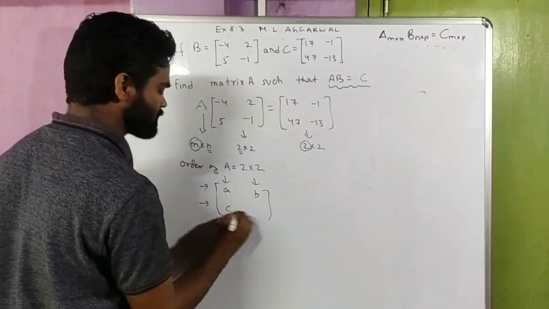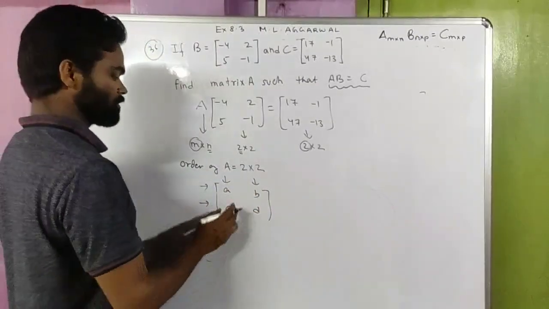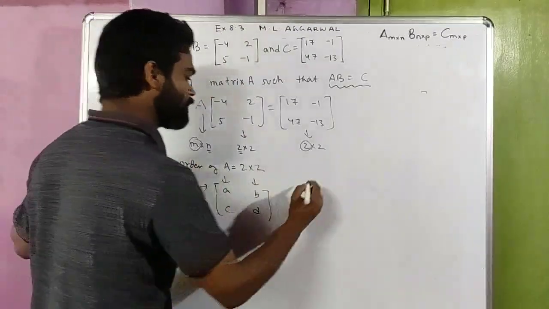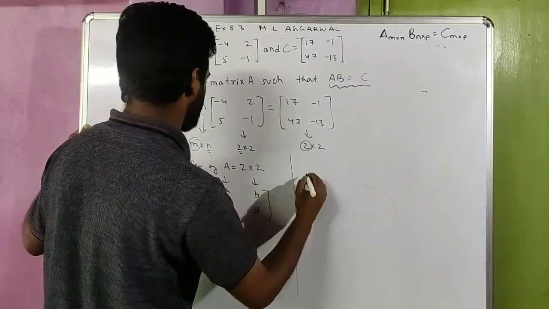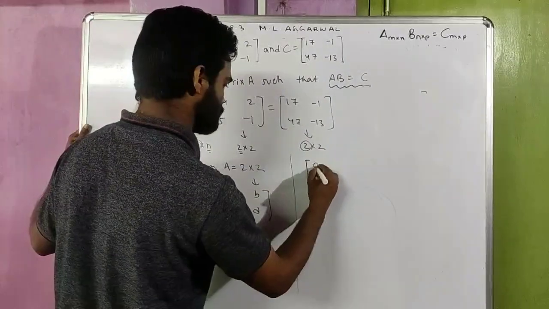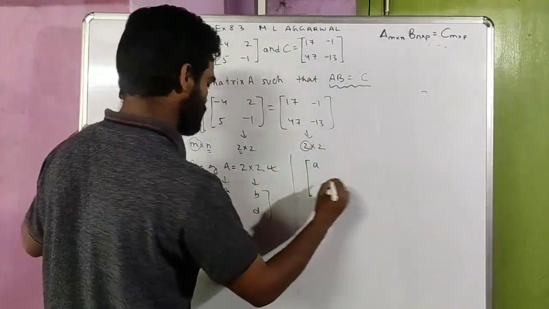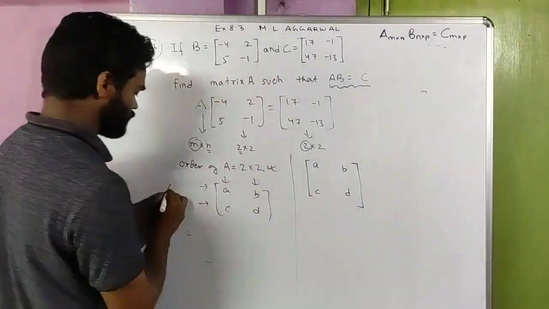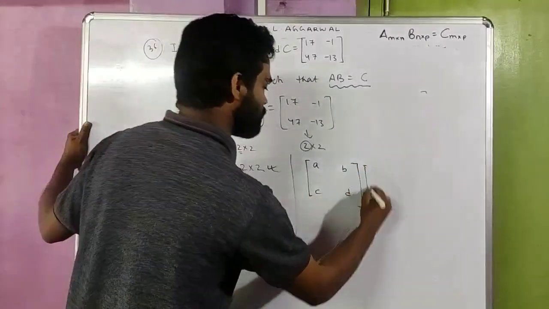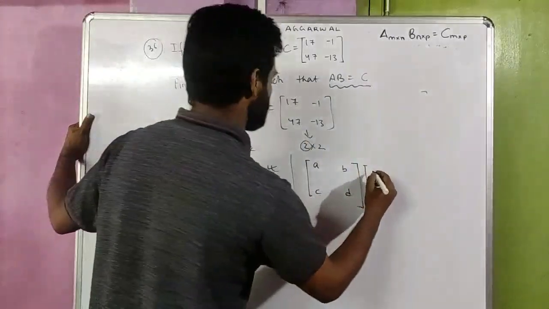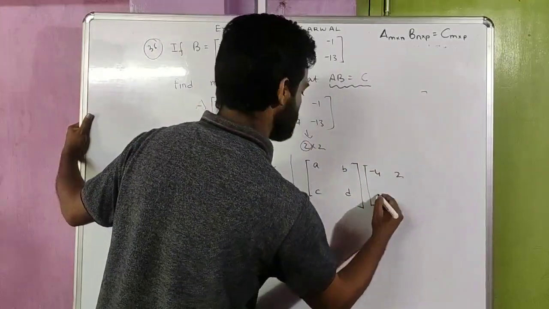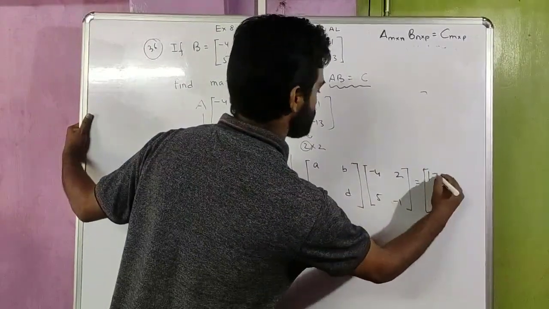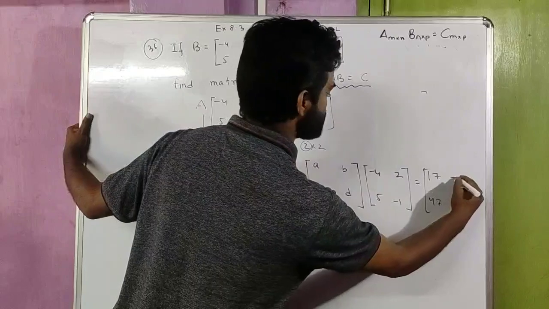Suppose A, B, C, D. Done. So we got the matrix A. We'll put it over here. So your A, first we got the order, okay? Matrix A. This is your matrix A multiplied by this B gives you C.